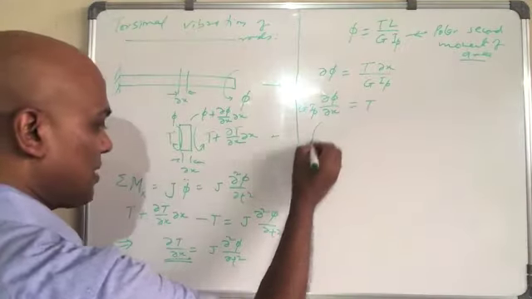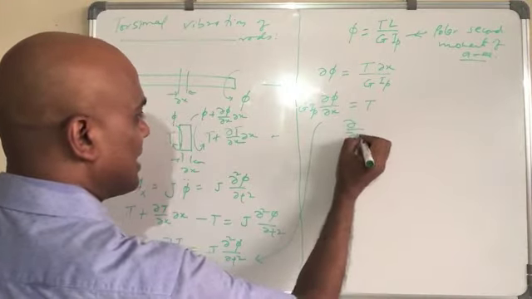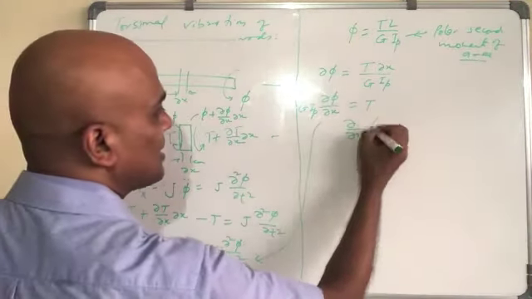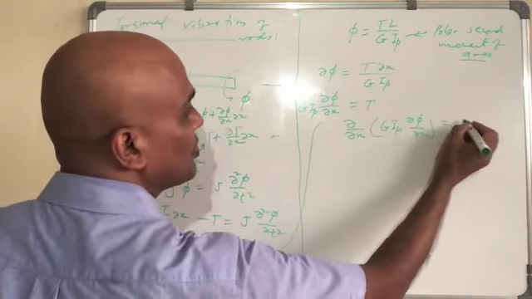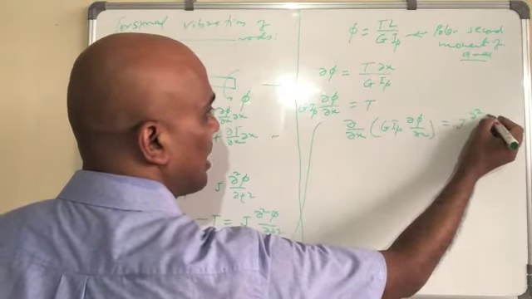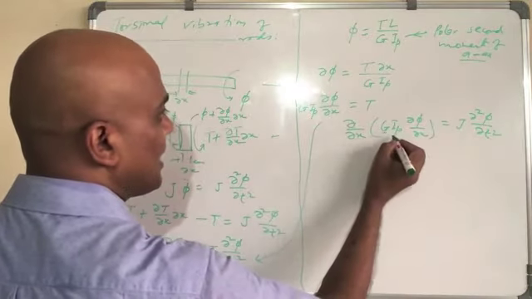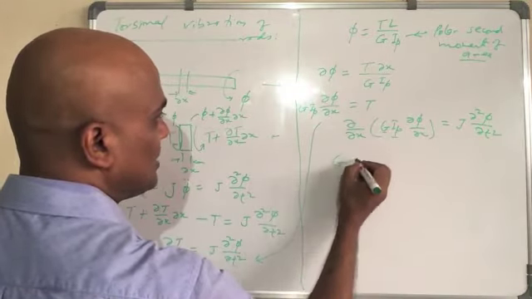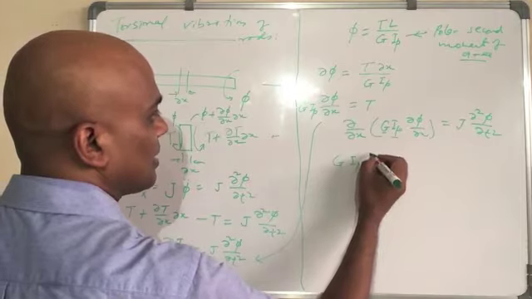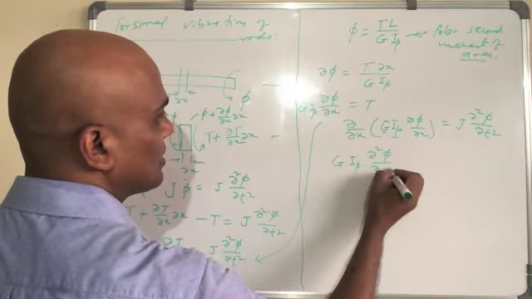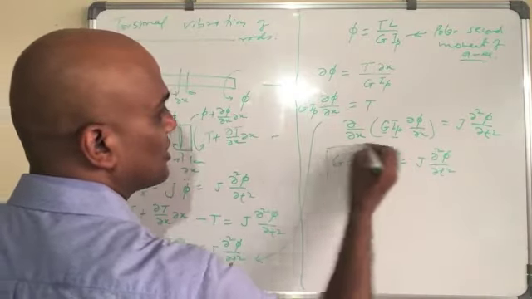Okay, and same thing we are going to put here, and hence we will get del over del x, and instead of T we write G I_P del phi over del x equal to J del square phi over del t square. Or in other words, when G and I_P are constant, where G is the shear modulus, remember? So G I_P del square phi over del x square equal to J del square phi over del t square. So this is the equation.